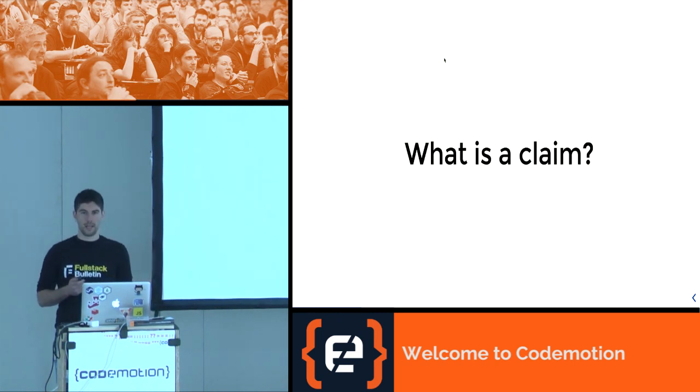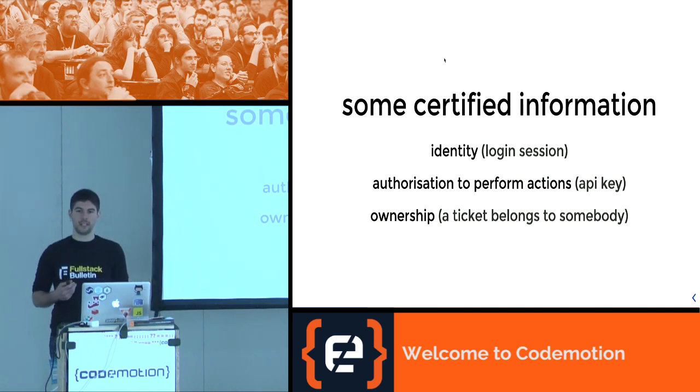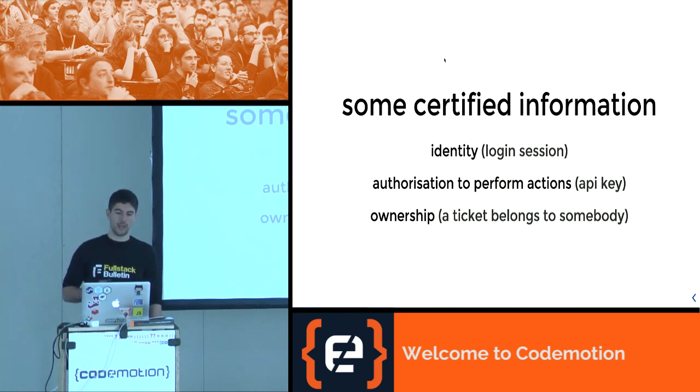And then what is a claim? We say that with a JWT you can transfer claims. What does it really mean? So a claim in general is some certified information. It can represent, for example, identity, like a login session, or it can represent an authorization to perform an action. For example, when you have an API key, and inside the API key you have the permissions that you can use to talk with the API.